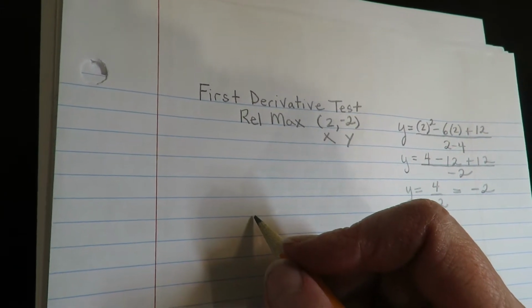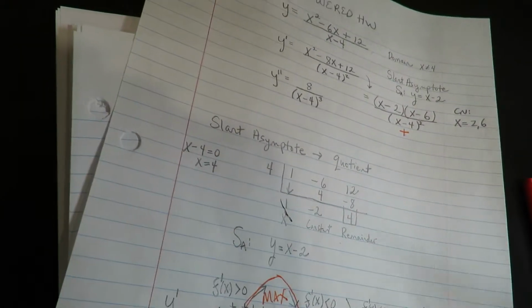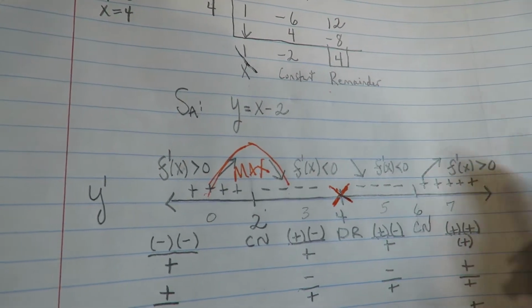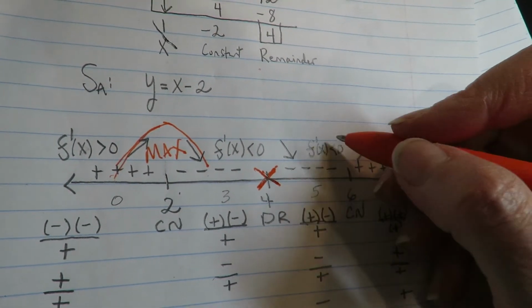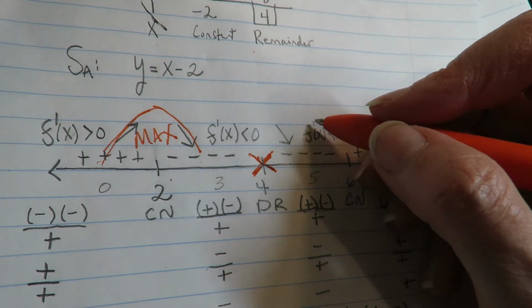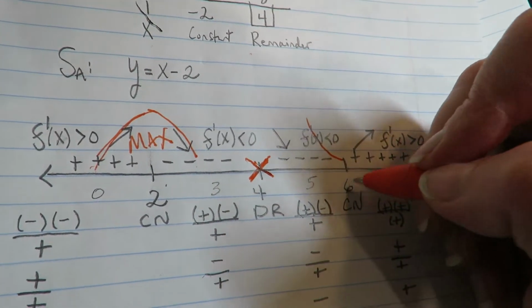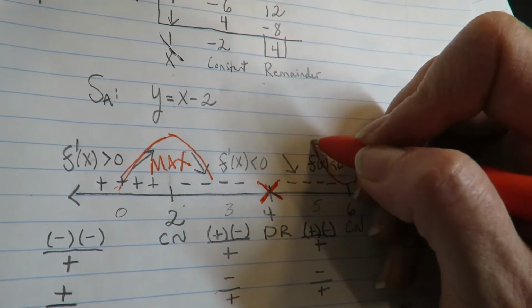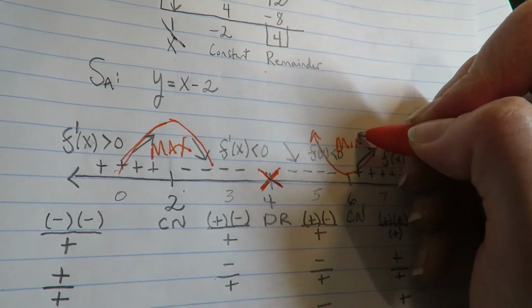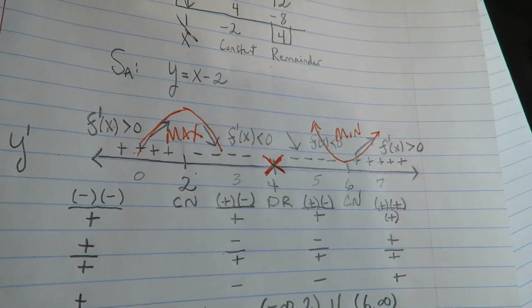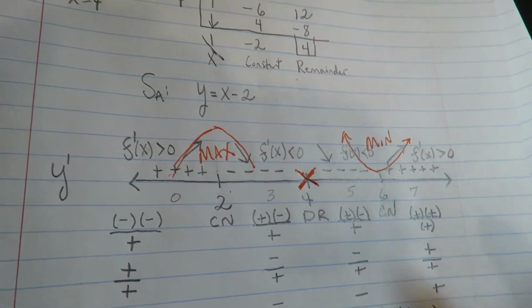Alright, let's do the other one. And then I realized we have to write down the other asymptote that we have. Alright, so at 6, to the left of 6, the graph is coming down, then it hits the critical number, and then it goes up. So this is a minimum. We have a minimum at an x value of 6.